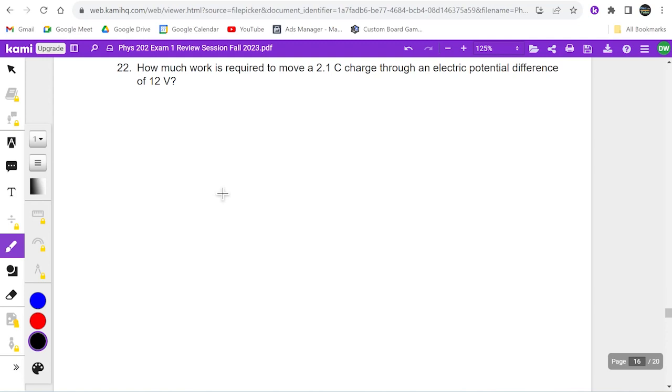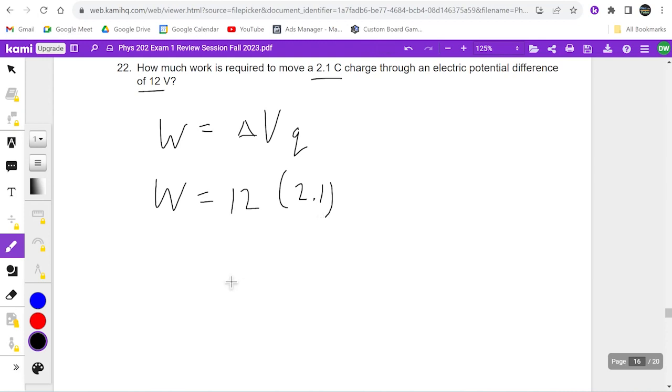No idea? Well, it's the work equation, of course. Work equals delta V times Q. We're solving for work. Delta V says 12 volts right here, so 12. The charge is 2.1. The answer is as simple as 25.2. And that's joules.